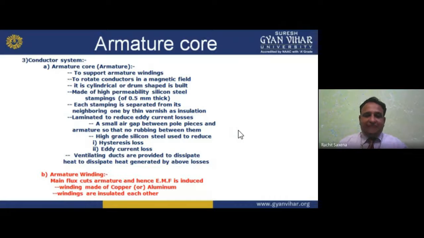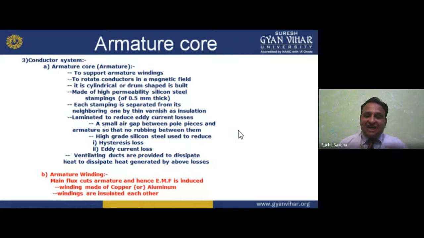First, dissipate the heat. Second, to dissipate heat generated by the above losses. It is moving, again dissipating the heat through the above losses. So two heats are there, so I have to dissipate those two heats. Okay, now the armature winding. What does it do basically?